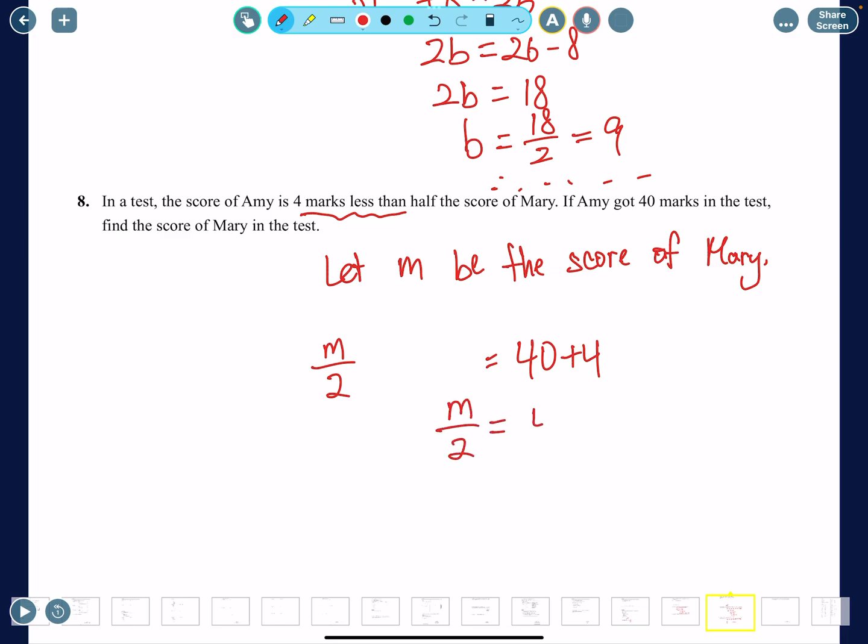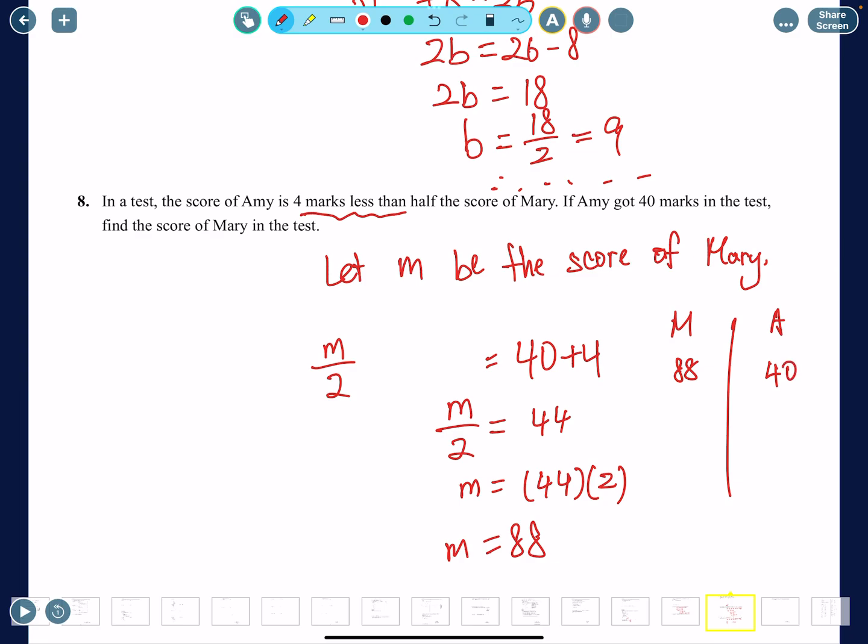M over 2 equals 44. Divided by 2 to the right side will be times 2. So 44 times 2 is 88. So Mary got 88 marks. Now we can cross-check here. If Mary got 88 marks and Amy got 40, you gotta divide it by 2 here. You get 44, and you can compare. Amy got 4 marks less than half of Mary's score, which kind of makes sense, right? So that's how you double check these kinds of questions.